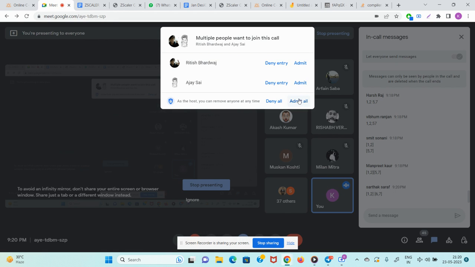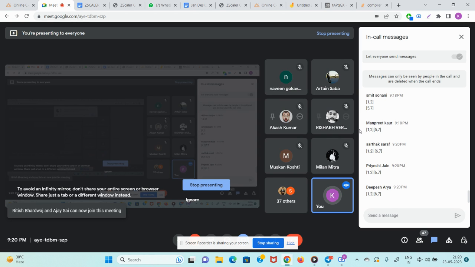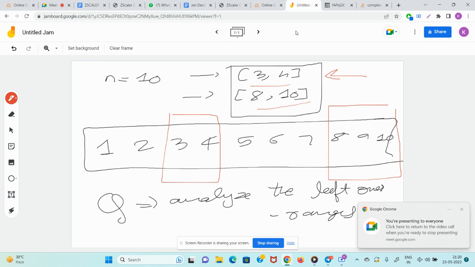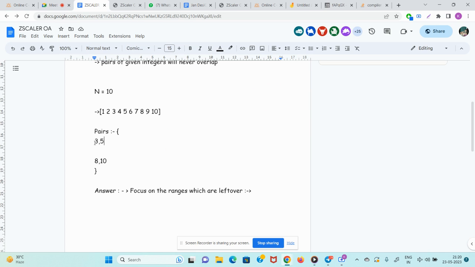Correct, Manpreet. Good. 1 comma 2, 6 comma 7. Rishabh, I hope it's clear to you. It's 1 comma 2, 6 comma 7 in this case. The earlier case was different, I was taking 3 comma 4, 8 comma 10, so it was 1 to 2, 5 to 7. But now I changed it to 3 to 5 and 8 to 10. So 3 to 5 is covered, 8 to 10 is covered. So 6 to 7 is left and 1 to 2 is left. So the answer is 1 to 2 and 6 to 7.